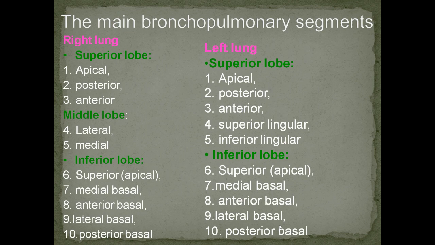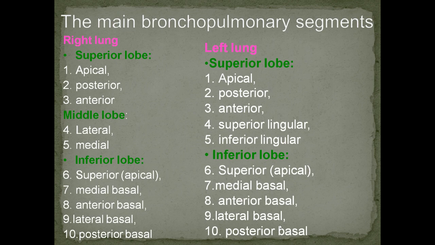Now we will see the main bronchopulmonary segments that are present in the right and left lung. In the superior lobe of the right lung there are the apical, posterior, and anterior bronchopulmonary segments. In the middle lobe there are lateral and medial, and in the inferior lobe there are superior, medial basal, anterior basal, lateral basal, and posterior basal bronchopulmonary segments.